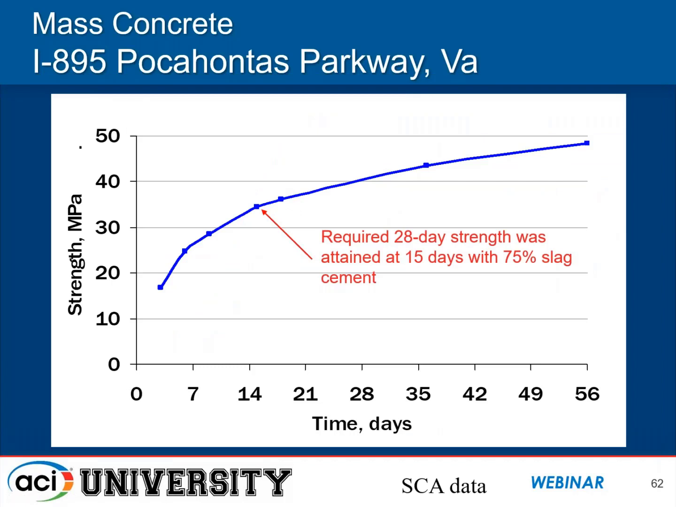And this is the strength development curve with 75% slag. They were getting the required 28-day design strength at 15 days, even with 75% slag. Of course, when the concrete gets hot, that'll accelerate the strength gain of the slag concretes. So you'll get a big difference in what you get in a structure versus what you get in a laboratory at constant temperature. You actually get better strength development in a structure than in the lab.